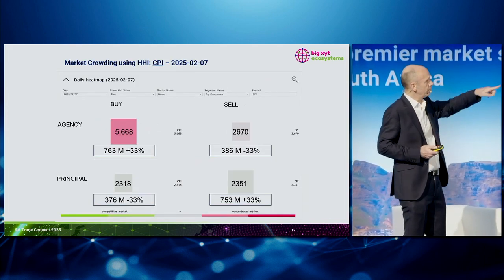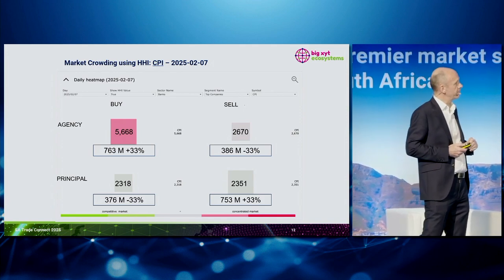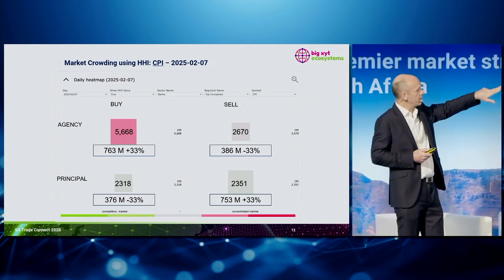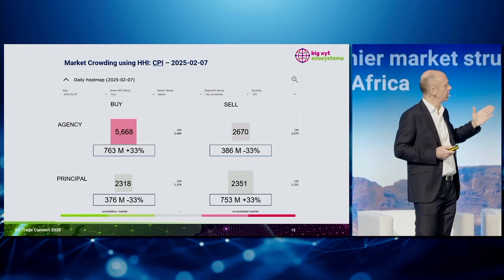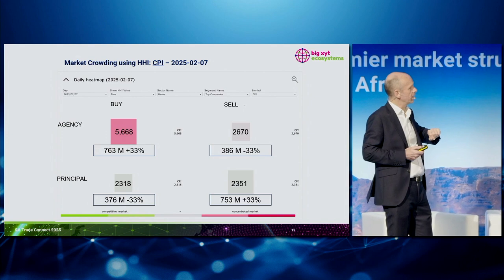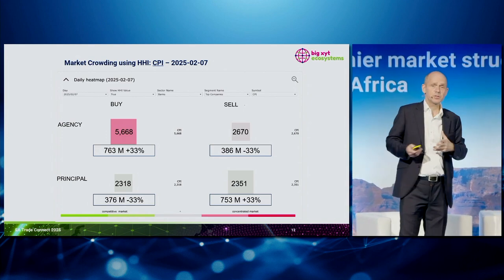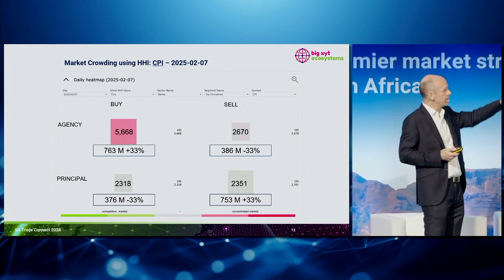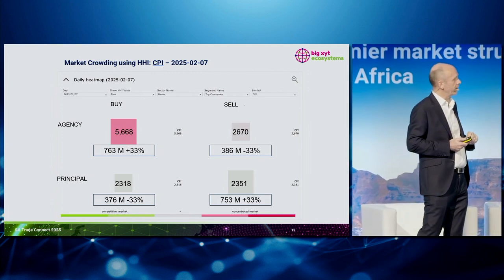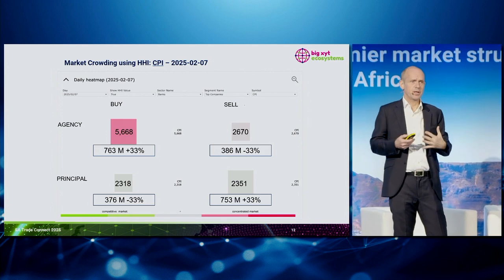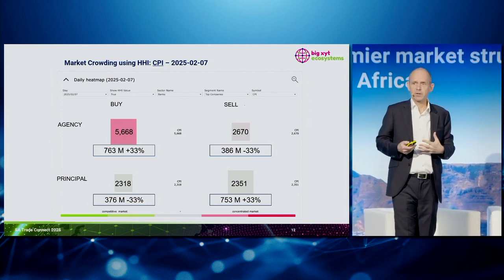If we look at the same data for the 7th of February, and we look at the buy side of the order book, which remember was imbalanced, we're only looking at CPI here. We can see that the index registered 5668, which is a high value. We can see that the rest of the market was all around about the 2,500 mark, which, as I said, is indicative of a competitive market.